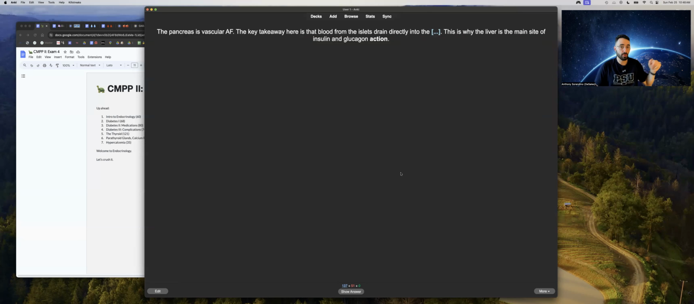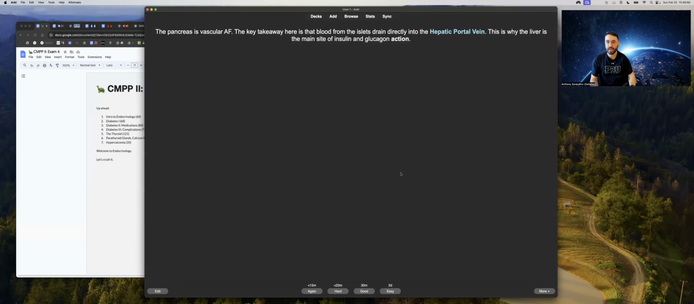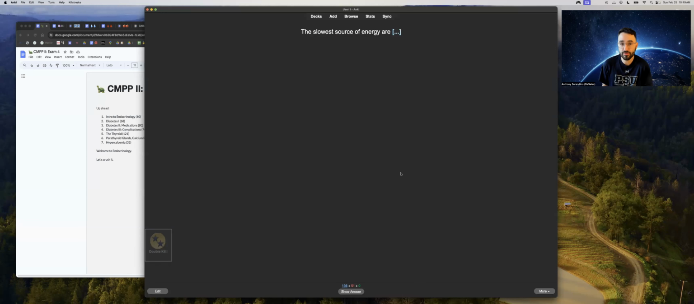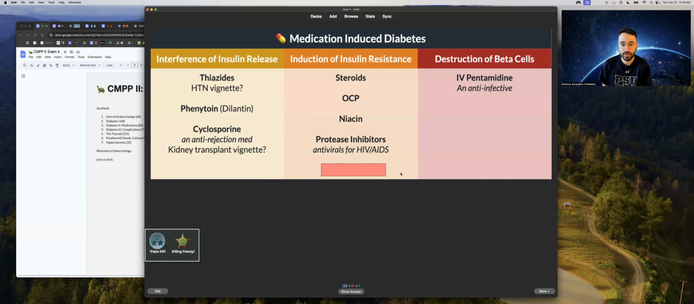Key takeaway here is that blood from the islets drain directly into the hepatic portal vein. That's why the liver is the main site of insulin and glucagon action. That makes sense, right? That's where a lot of glycogen stores are. It's liver and muscle. That makes so much sense. Slowest source of energy, fats. Which is actually like technically a good thing because it can last longer, right?